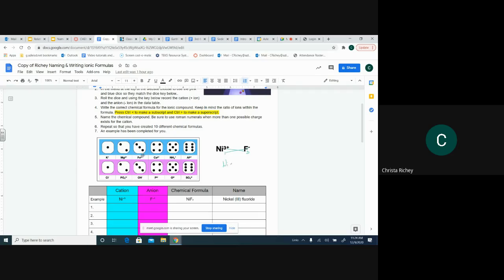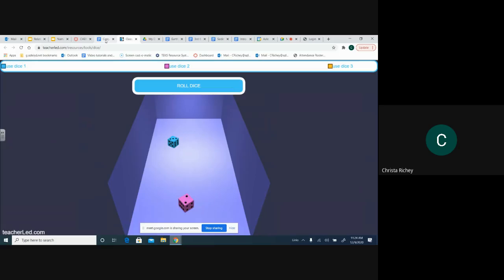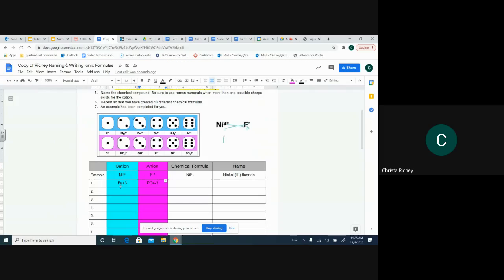If you roll a 3 like I did, you can't just say it's iron, because it was Fe +3. And then it was PO4 -3. Isn't that what I rolled? I don't even remember what I rolled. A 2 and a 3. 2 was the phosphate. 1 was magnesium.